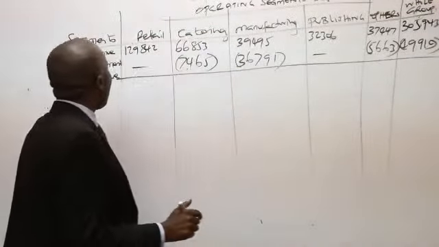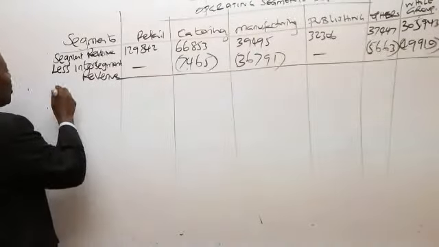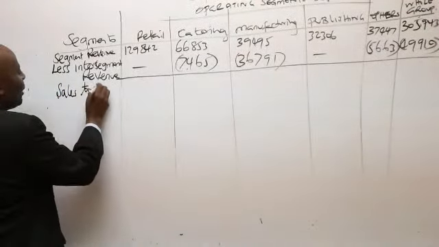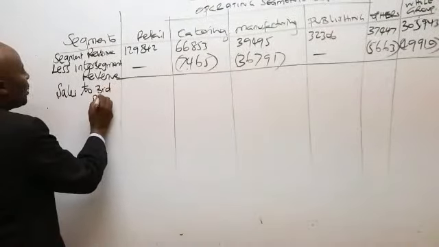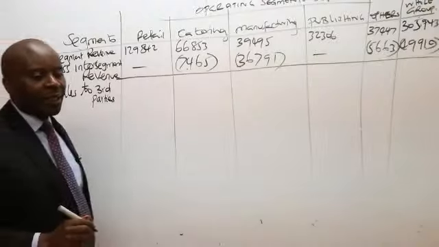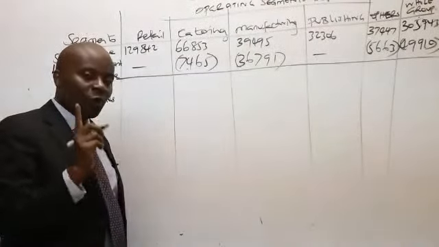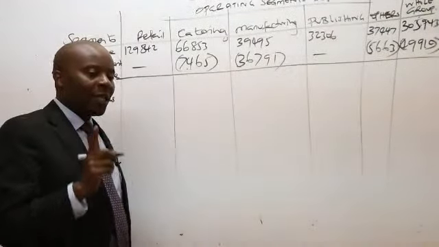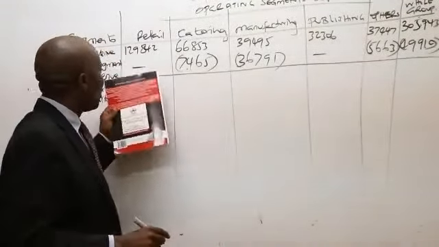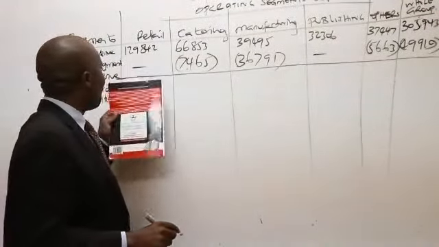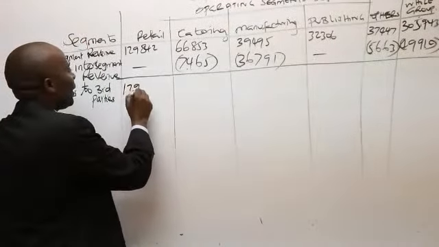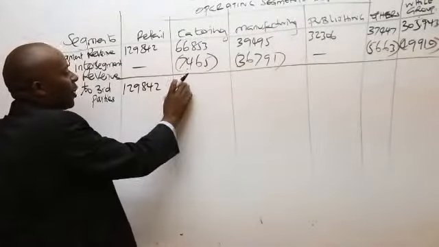So then could you kindly come here and give me sales to third parties? Sales to third parties, this is what the standard needs us to do. Always we have to get, at the end of the day, the sales to third parties by taking the total segmental revenue, subtracting intersegment revenues from this. So the first one is 129,842. How about this one?